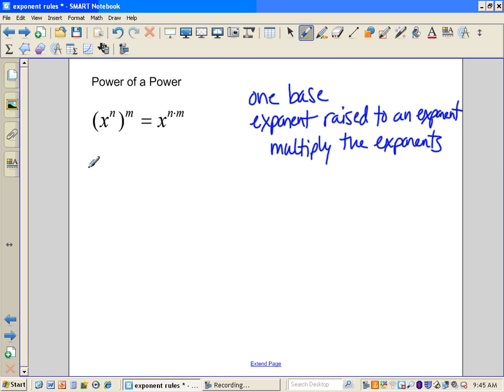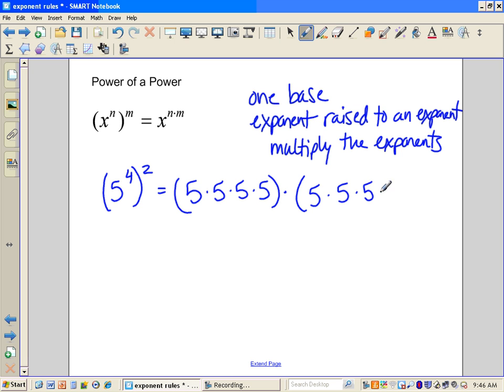Let me show you why, the long form first, of course. 5 to the 4th squared means do 5 to the 4th 2 times. So that means do 5 times 5 times 5 times 5. That's the first time. And then we have to square that, so that means we have to do that again, times 5 times 5 times 5 times 5. So how many 5s do we have here? Hopefully you're seeing we have 8 5s. So I've done 4 multiplied by 2 to get 5 to the 8th.